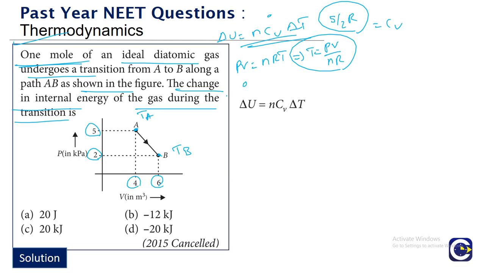So this is what we are looking for. Delta U is equal to what? nCV delta T. Okay, so CV is what? 5 by 2R. So delta T means what? TB minus TA. Okay, so here TB will be equal to what?